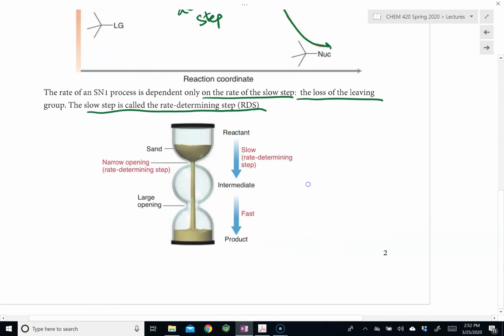Here, this clock kind of shows us what is happening. This is the slowest step, it has the smaller opening, and this step here has a larger opening. How fast the sand can go from top to bottom is dependent on this slow step. But once this slow step can happen, the step on the bottom with the larger opening can happen really quickly. So this is the rate determining step, and that is the loss of leaving group step. That is the rate determining step in an SN1 reaction mechanism.